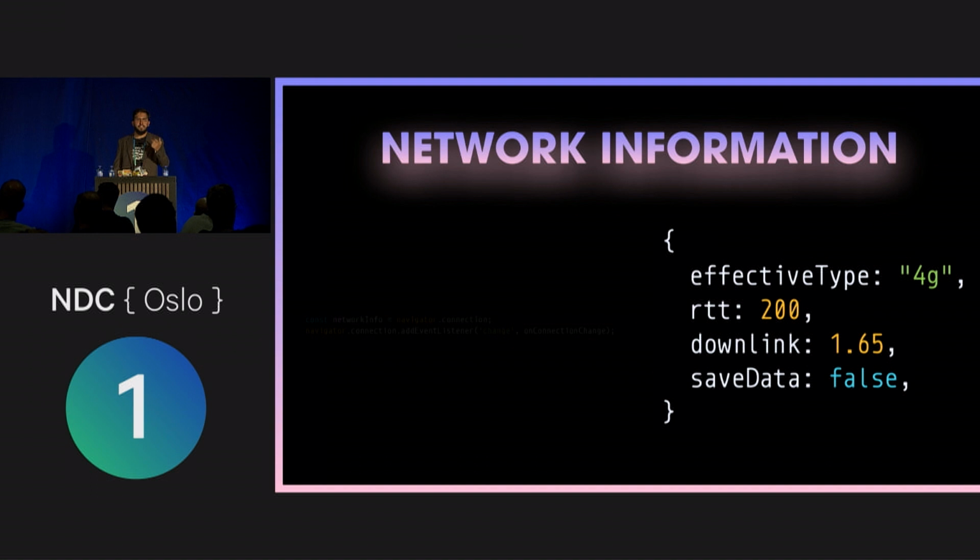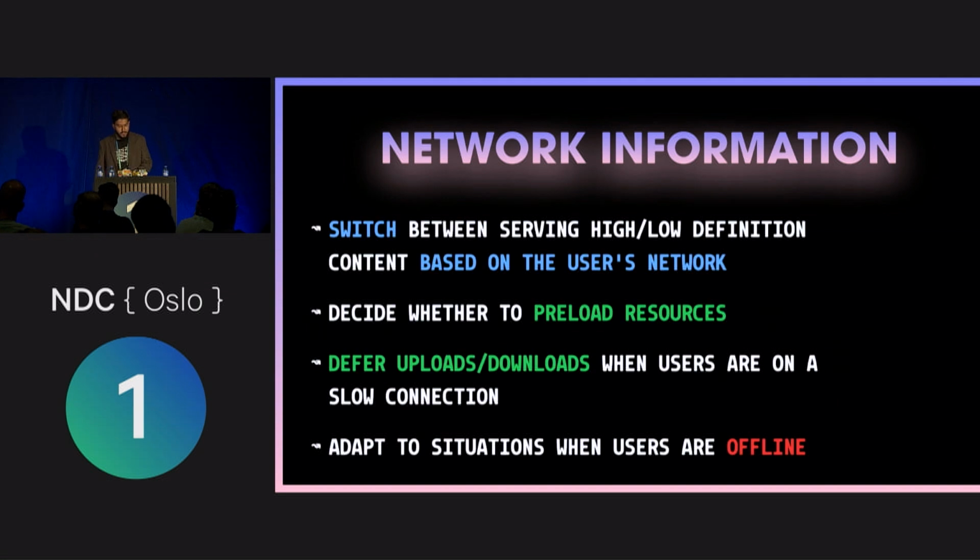That's really helpful, because if you're on an iPhone and you activate data saver and you have a web app, you can, from the web app, identify that and, for example, not download things. And we have tons of possible use cases for that. One of my favorites is switching between high and low definition for content you're serving. For example, if the user is on 4G, you can show a video, but if it's 2G or 3G, you can show only the thumbnail, and then if they click, you play the video. It's also helpful when you want to decide whether to preload some resources or not.